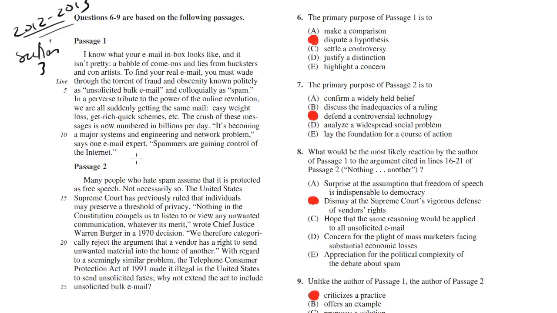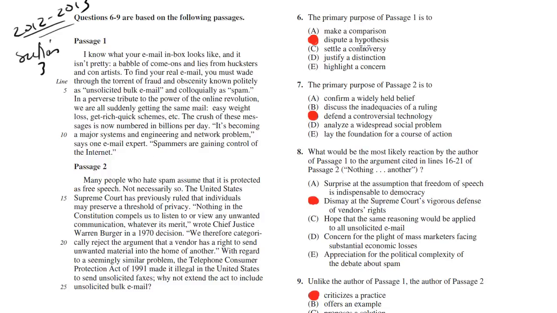So, in our own words, what's going on here? Well, it seems like they're introducing this idea of spam, right? I know what your email inbox looks like. To wade through email, you have to go through all the fraud and spam, and we're all getting crushed with all this kind of email. It's billions per day, and this expert says it's a big problem. Okay, so that's what's going on. Let's go to the choices.